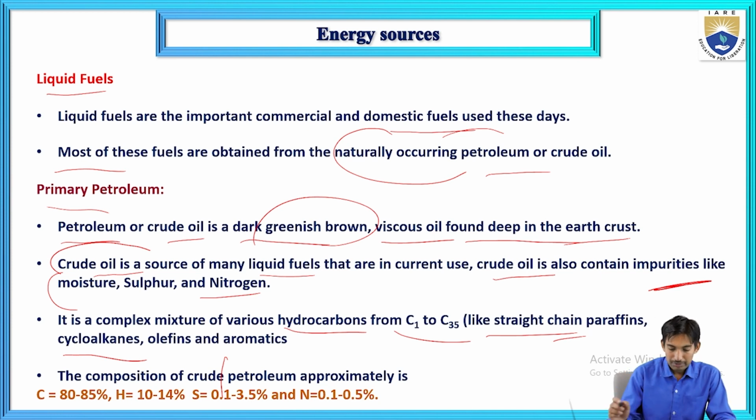The crude oil or petroleum contains C1 to C35 hydrocarbons like chain paraffins, cycloalkanes, olefins, and aromatics. The composition is carbon 80 to 85 percent, hydrogen 10 to 14 percent, sulfur 0.1 to 3.5 percent, and nitrogen 0.1 to 0.5 percent. The crude oil may contain impurities like moisture, sulfur, and nitrogen.